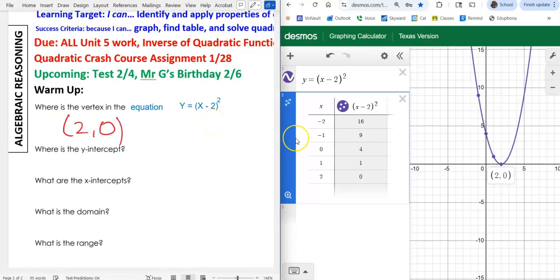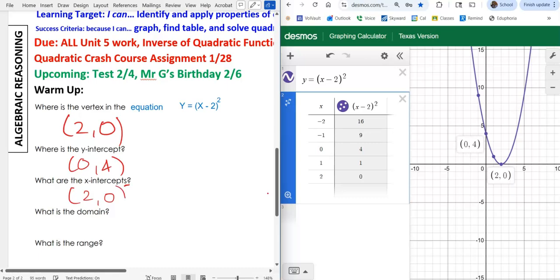Now, what's the y-intercept? Where does it cross the y-axis? Well, right here at 0, 4. Now, usually there's 2 x-intercepts. Sometimes there's none. Sometimes there's 1. And this is the case where this graph touches the x-axis only one time at 2, 0. We talked about this like first semester.